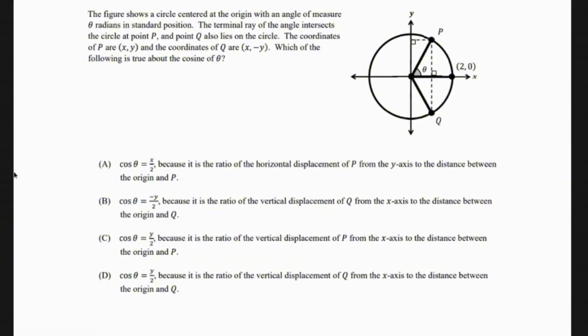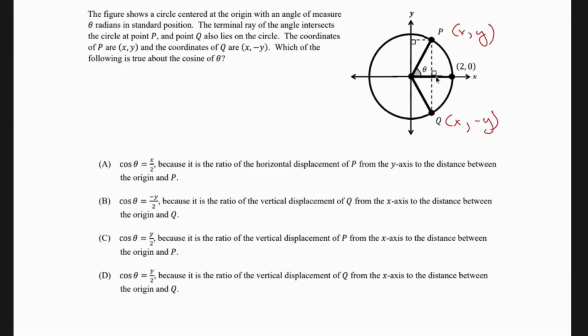I really hate this problem. The figure shows a circle centered at the origin with an angle of measure theta radians in standard position. So there's my angle, goes to P. The terminal ray of the angle intersects P, and point Q also lies on the circle. The coordinates of P are x, y, and the coordinates of Q are x, negative y. So what I know so far is the angle that I care about goes to P. P is x, y. Q is the same exact x value and the same exact y value, just negative.